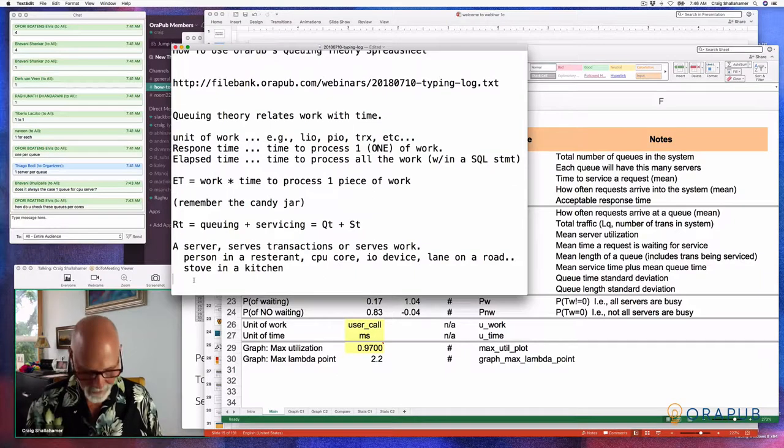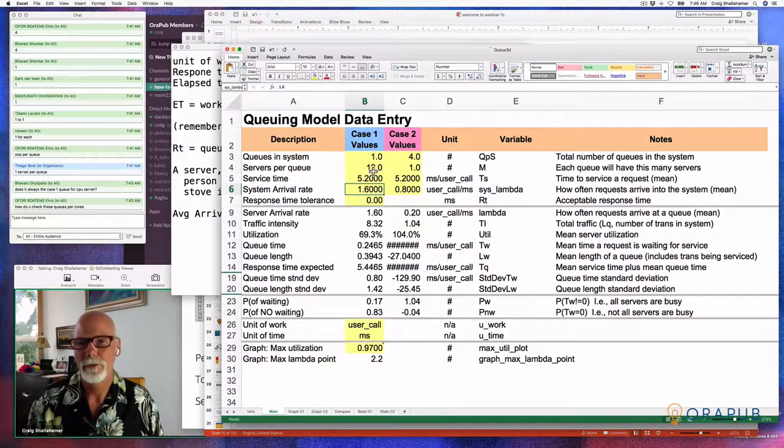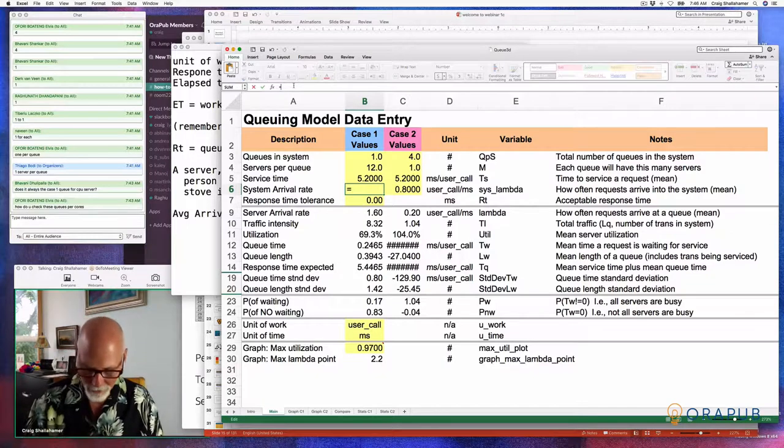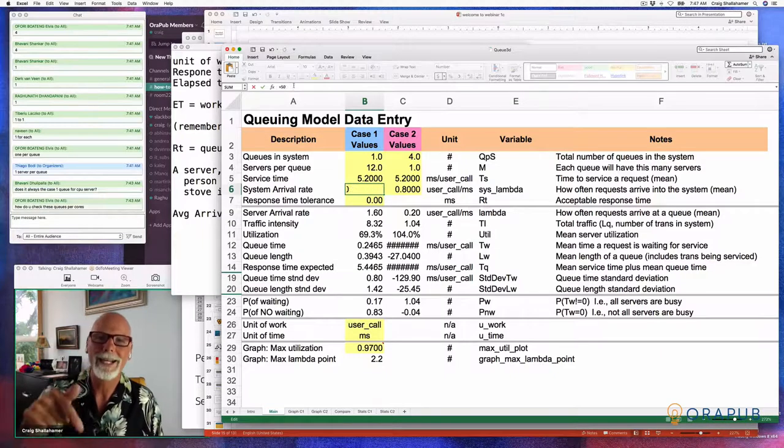In fact, let me just say this, okay? Your average arrival rate, an example of this could be, you take the total user calls divided by the snapshot interval, okay? And you got to make sure you convert to the correct unit of time when you put stuff in here. Usually when I do this, like for real, I actually would type in something. I put equal and I'd say, well, we had, you know, 500,000 user calls over 60 minutes, and then you got to convert that to milliseconds. So I actually put the math right in the spreadsheet.